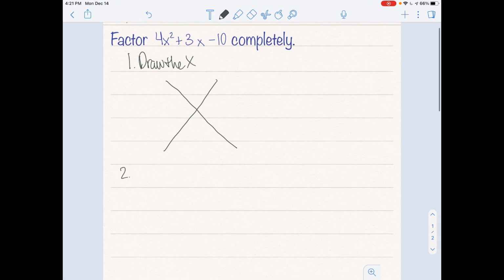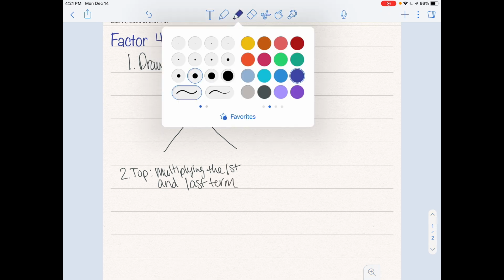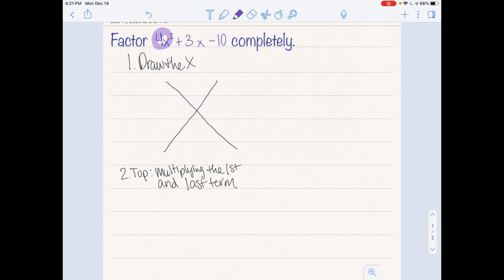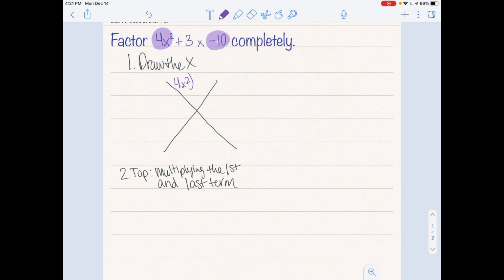For our second step, what we want to do is fill in the top. So our top is going to be multiplying our first term from our expression and our last term from our expression. In this case, we have 4x squared times negative 10. So I'll put that in the top. 4x squared times our negative 10 gives us negative 40x squared. Then that's going to be our product.